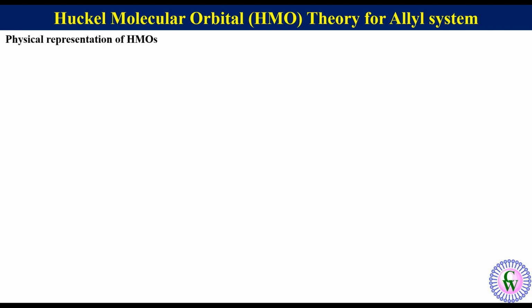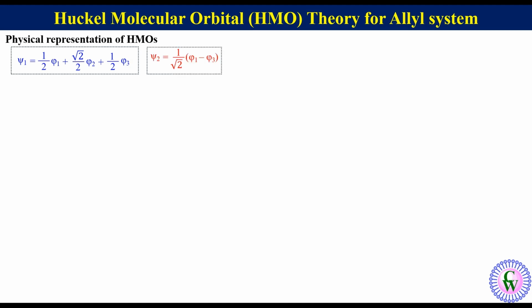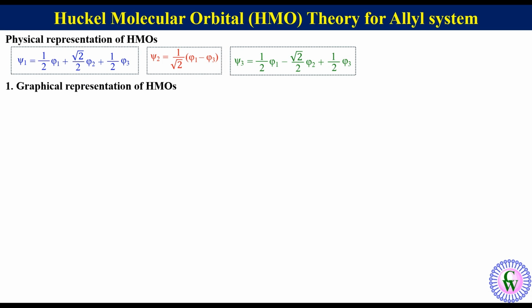Physical representation of Huckel molecular orbital functions. For that, let's rewrite the wave functions psi 1, psi 2 and psi 3 for three Huckel molecular orbitals of Allyl system. There are two methods for their physical representation, graphical and three-dimensional. Let's first discuss graphical representation. The Huckel molecular orbital functions of Allyl system can be represented graphically like as.